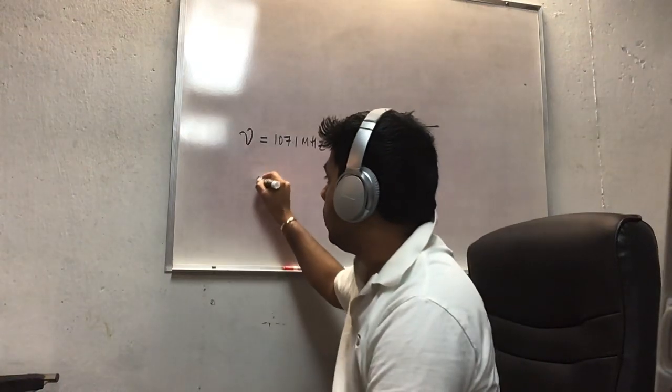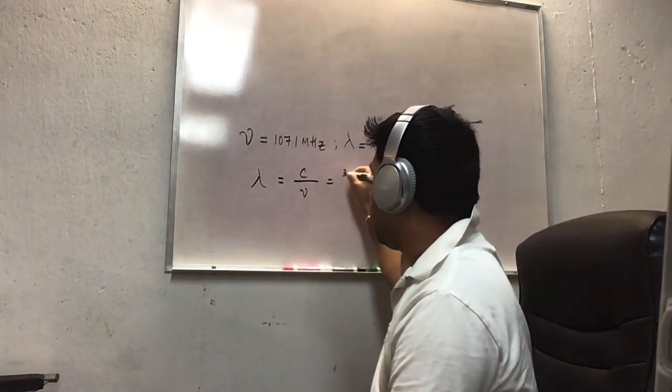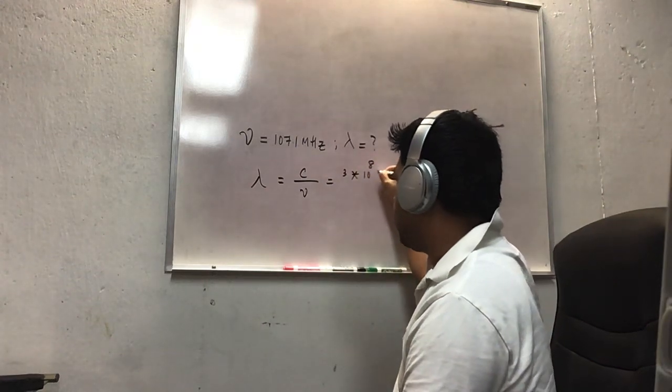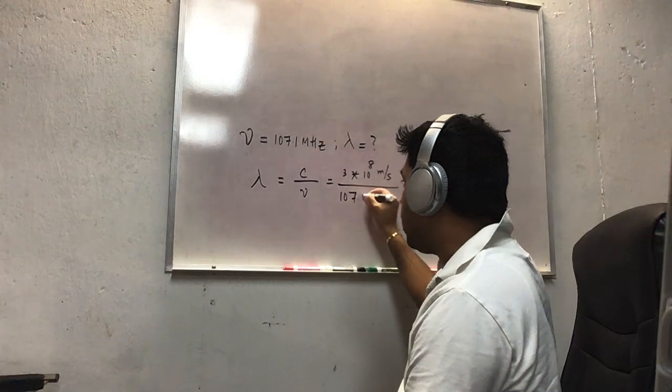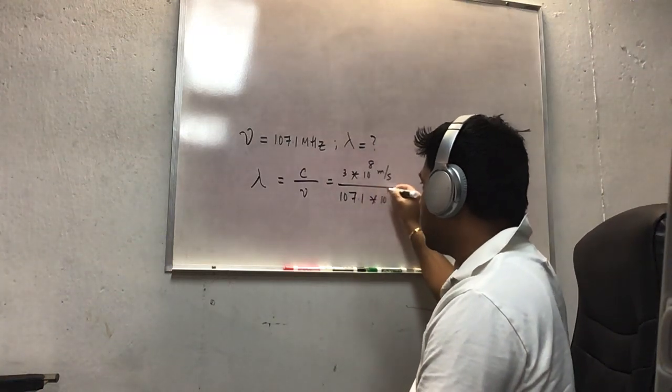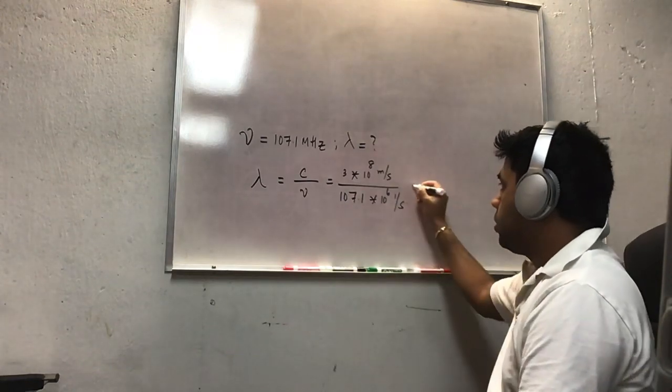Okay. So lambda is equal to c over frequency. It's 3 times 10 raised to 8 meters per second. The frequency I've given was 107.1 megahertz. Mega is 10 raised to 6 hertz, or per second. Same thing. Just tell me what you guys got.